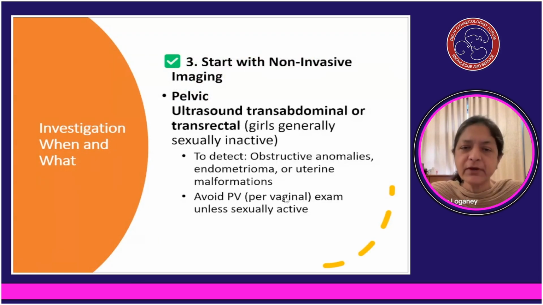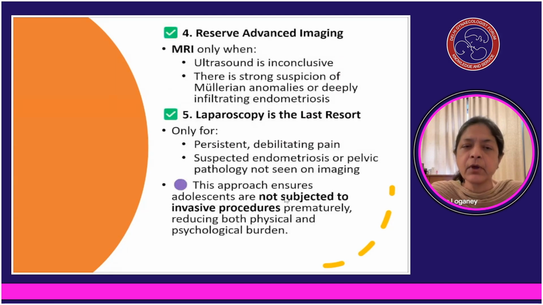So what should be the investigations? Start with the non-invasive imaging, that is pelvic ultrasound, either transabdominal or transrectal, as these girls are generally sexually inactive. This is done to detect obstructive anomalies, endometrioma, or uterine malformations. And of course, we would like to avoid a PV examination in these patients.